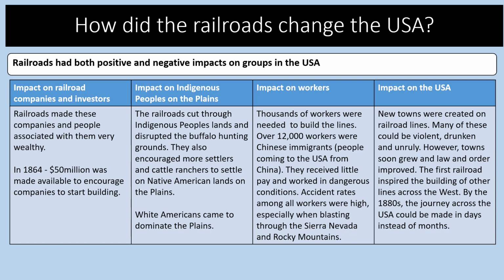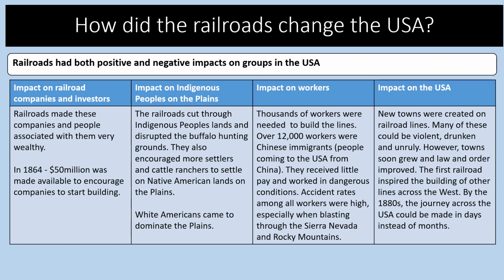In terms of impact on railroad companies and investors, it made these companies and people associated with them extremely wealthy. People like Leland Stanford, we've already talked about. Lots and lots of funding for those railroad companies. They got huge amounts of land which they were able to sell off. The railway companies advertised for people to come and buy the land on the plains, both from people in the eastern USA, but also immigrants from Europe as well.